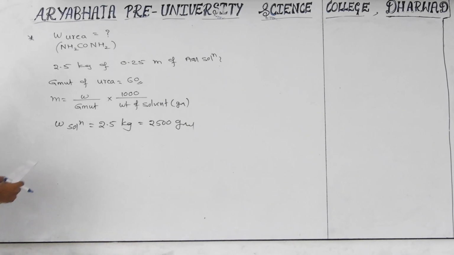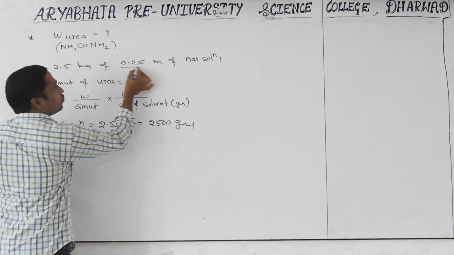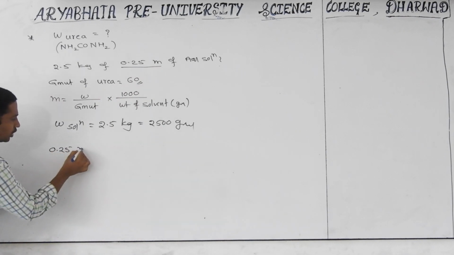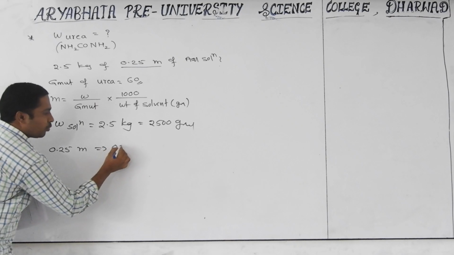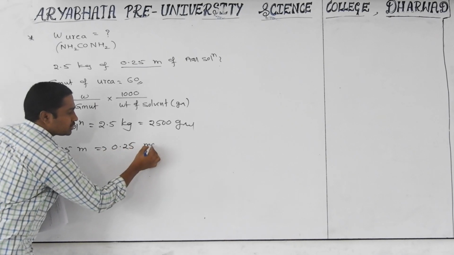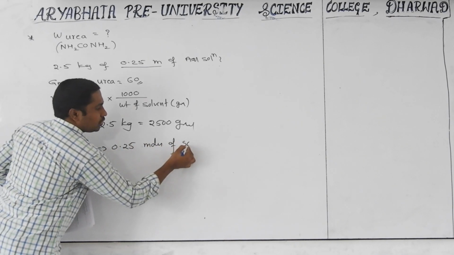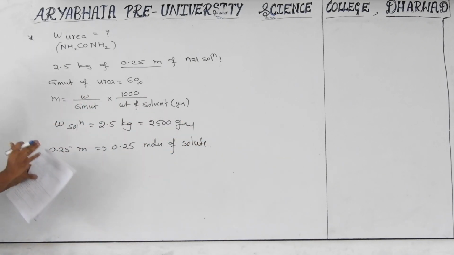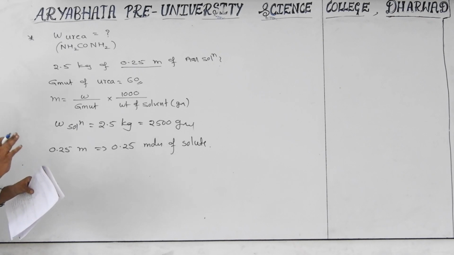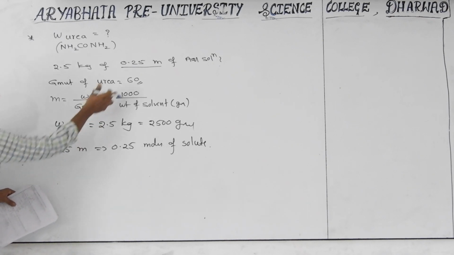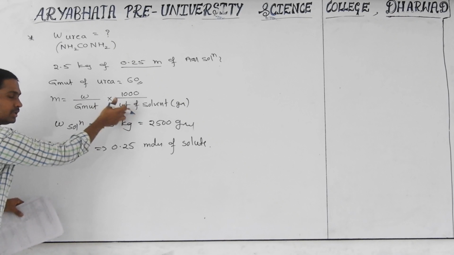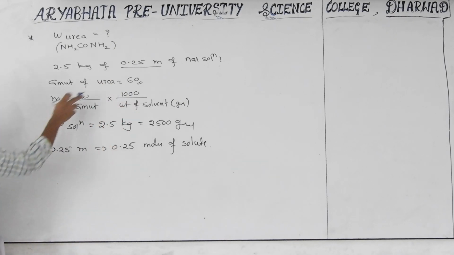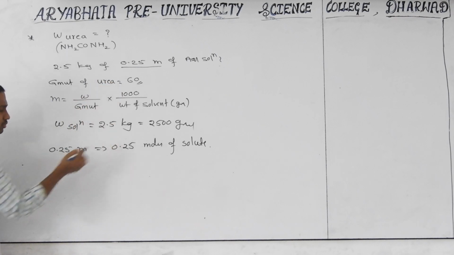You see carefully. So what is the meaning of 0.25 molar? 0.25 molar means indirectly 0.25 moles of solute is there in that solution. Now I want to find out the weight of the solute. That should be subtracted from solution, then you will get solvent weight. Now what I am doing, each mole means how much? 60. But 0.25 moles means how much?